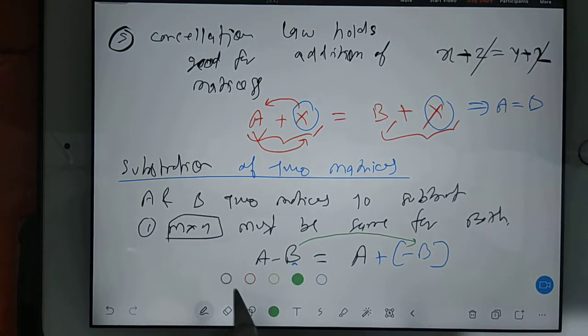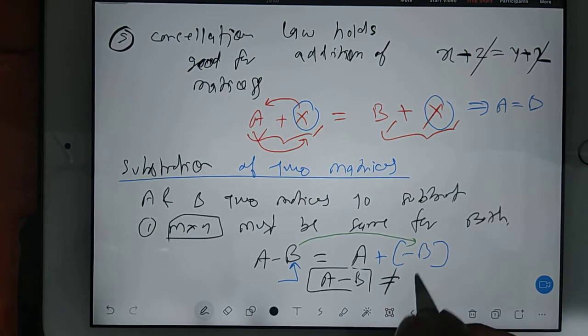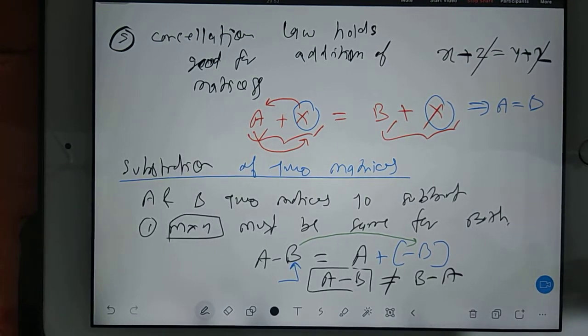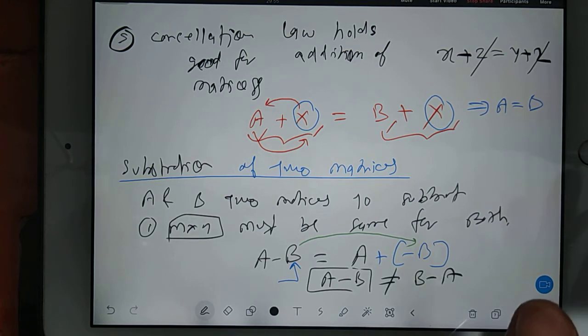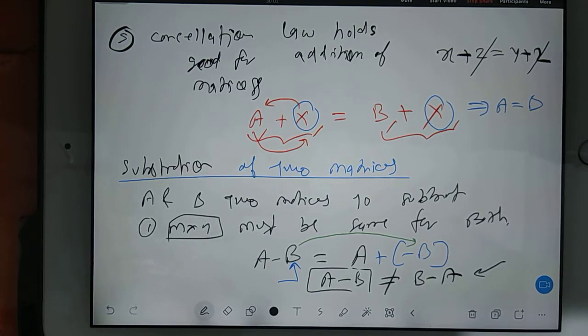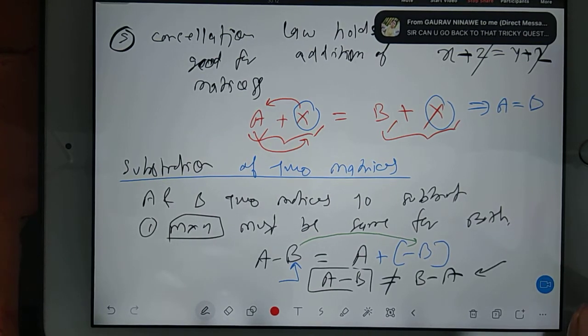And always keep in mind, if you get some answer for A minus B, then you will not get the same answer for B minus A. There can be certain conditions where you can get the same answer, but in general, this statement is not true. For some special cases, your answer can be true. And how do we subtract? Individually, we have to subtract.